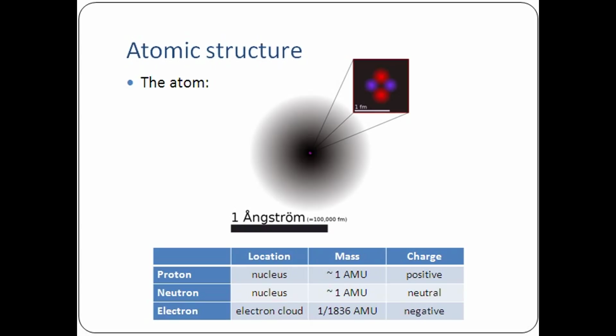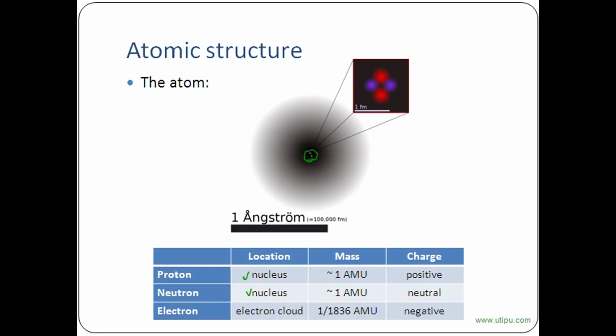Atoms, though, can be broken down into further parts. As you can see at the bottom, we have a table of the three types of fundamental particles that make up the atom. Those are the proton, the neutron, and the electron. Now, the proton and the neutron both have a location in the nucleus. In our drawing right here, the nucleus is at the very center of the atom, right in there. If we zoomed in, we could zoom in all the way.